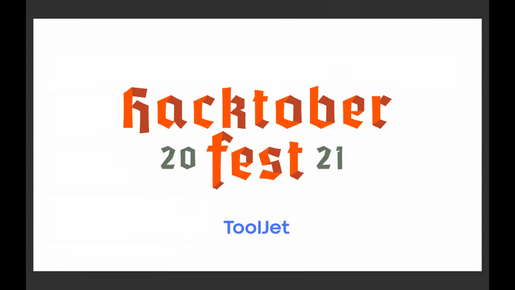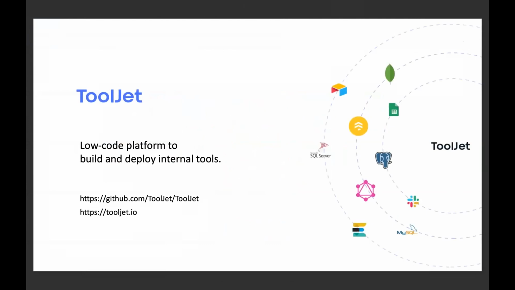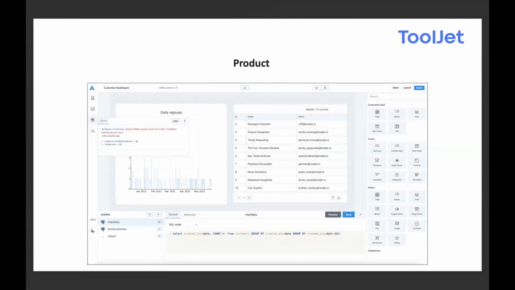My name is Navneet and I'm one of the maintainers of Tooljet. Tooljet is a no-code, low-code platform for building and deploying internal tools. Tooljet can connect to multiple data sources like MongoDB, MySQL, Google Sheets, Airtable, etc. And the data from these data sources can be used for building internal tools. We have a simple drag and drop interface where you can drag and drop components like charts, tables, forms, etc. And then you can connect it to your existing databases and other API-based data sources to build internal tools. This is how the product looks, and it's super easy even for non-technical people to build applications.